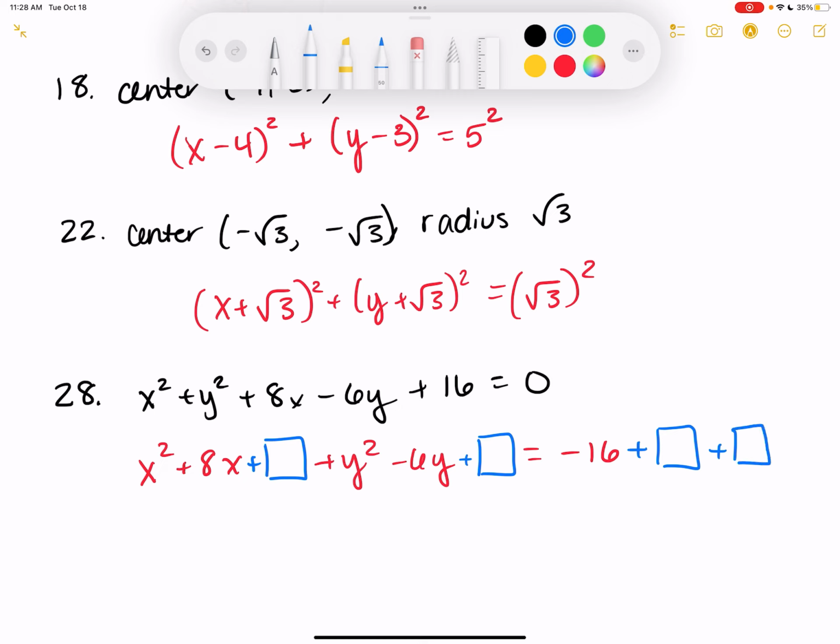So half the middle term squared is 16. I'm going to rewrite that as 4 squared. Over here, I'm going to write 16. Half the middle term squared is 3 squared, 9. Oh, shoot. So now, I don't know what to do after this because I got it wrong. What does this factor into? It's a perfect square trinomial. 4 and 4. x plus 4, x plus 4. Yep. x plus 4 squared. It's close enough. Plus, what does this one factor into?